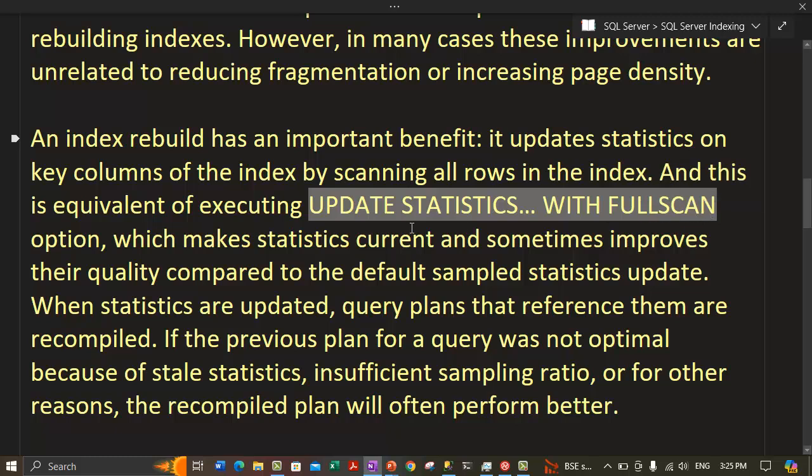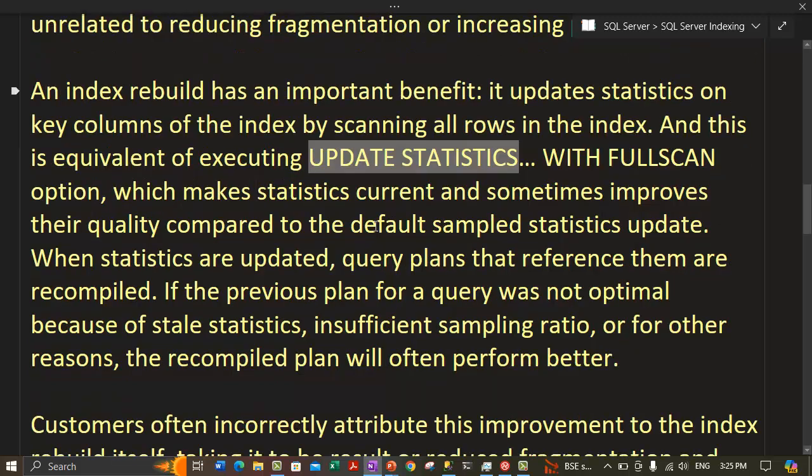Guys, earlier we had talked about the update statistics statement. We have separate videos on that. Please watch them before you continue with this. Please go ahead and do so. That's very vital. All right.